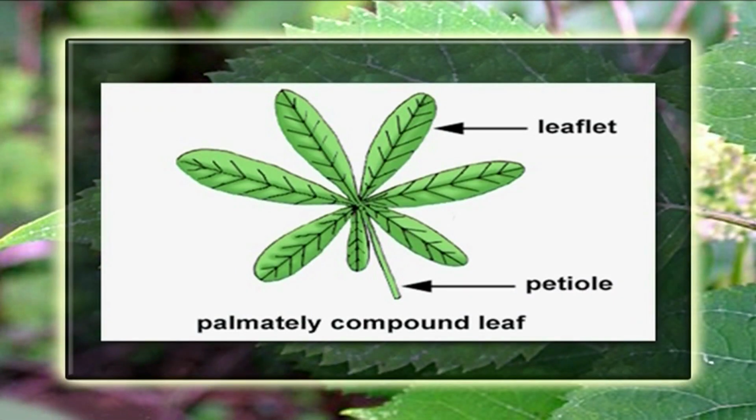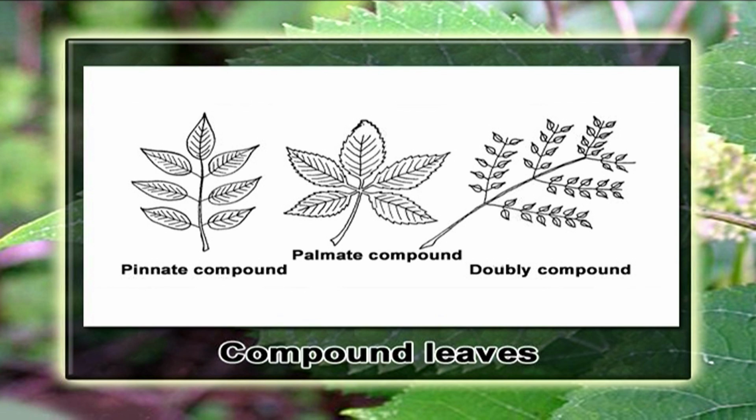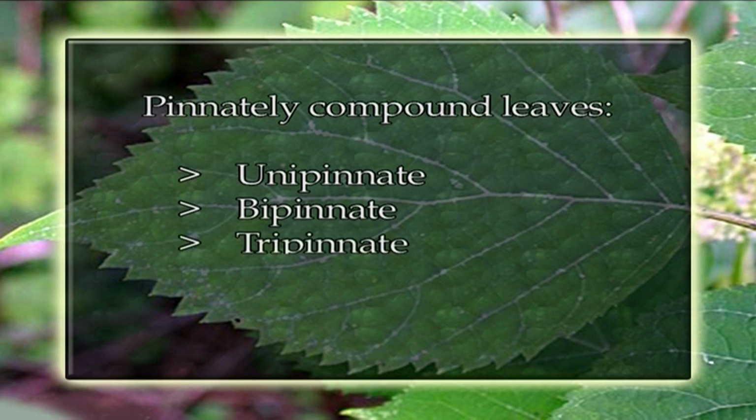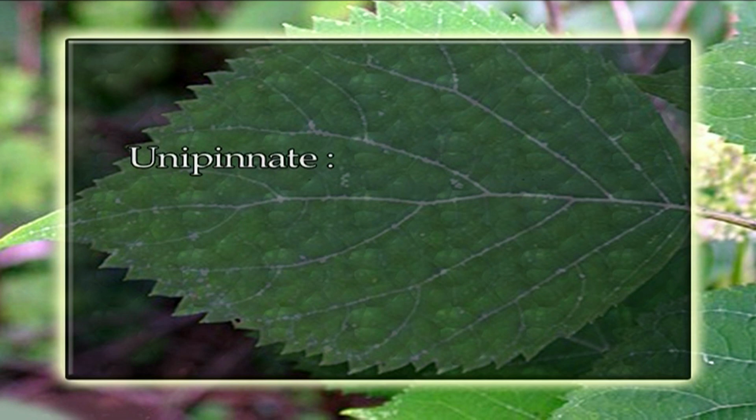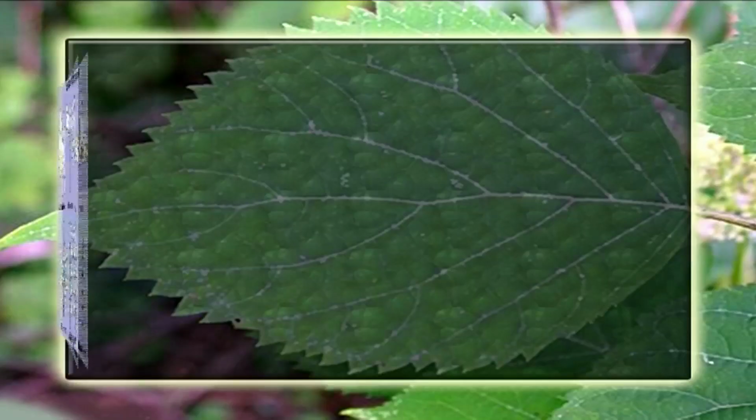Now, pinnately compound leaves. It is a compound leaf with the leaflets arranged along the sides of a common axis, the rachis. Pinnately compound leaves are of many types: unipinnate, bipinnate, tripinnate and decompound. Unipinnate. A pinnately compound leaf bearing the leaflets directly on the rachis. Unipinnate leaves are of two types.